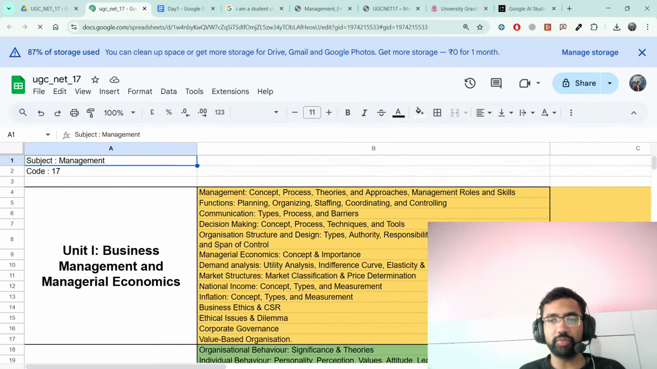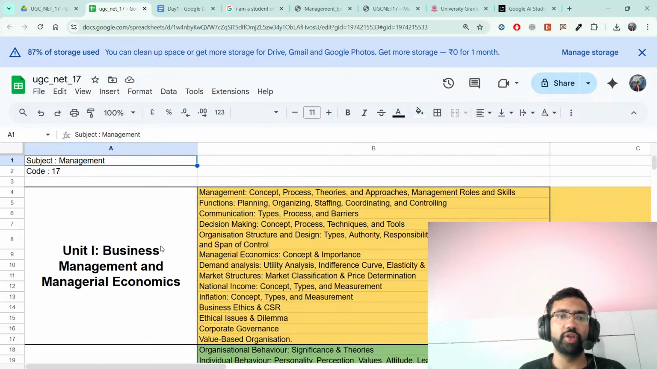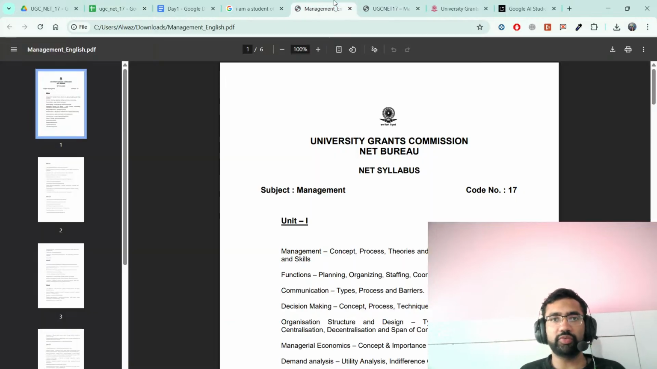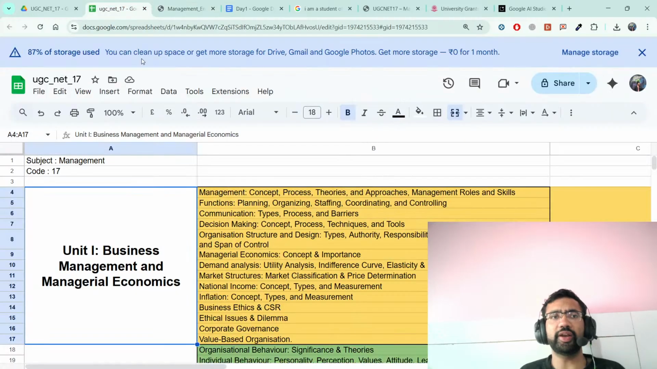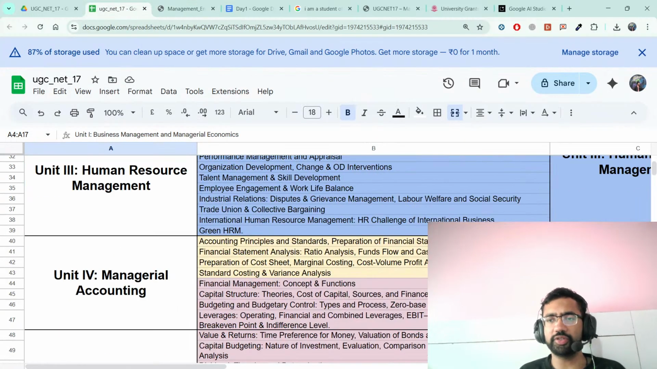Now, this is the syllabus of the UGC NET examination. The same syllabus that we saw here, I've just made an Excel for it, and the data is presented differently. Now we will discuss this data a little bit.